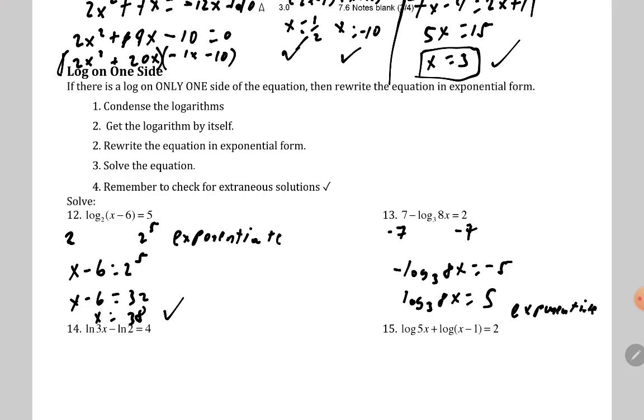I like to call it base 3 both sides. You can either say exponentiate both sides or base 3 both sides, how I like to do it. So if I move it up here, 3 to the log base 3 of 8x equals 3 to the 5th. So 3 to the log base 3 cancels out, and we're left with 8x equals 3 to the 5th, which is 243. And my answer is x equals 243 divided by 8.